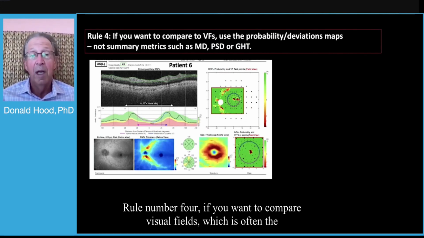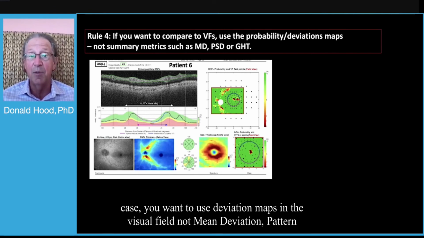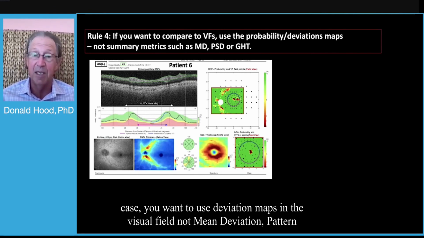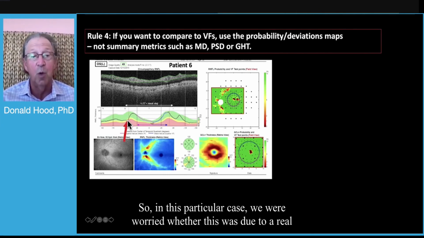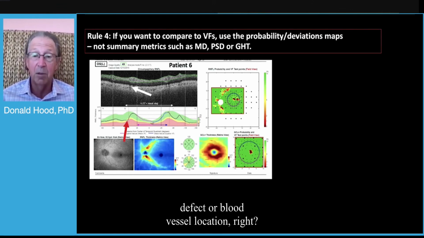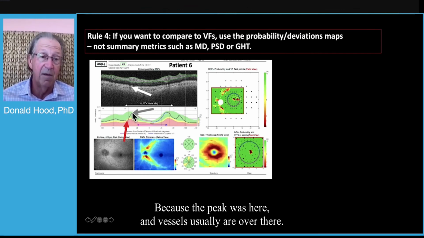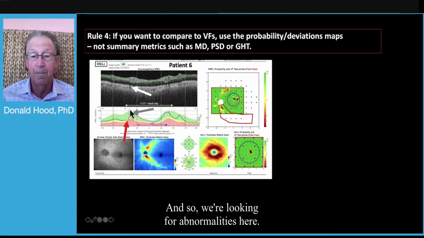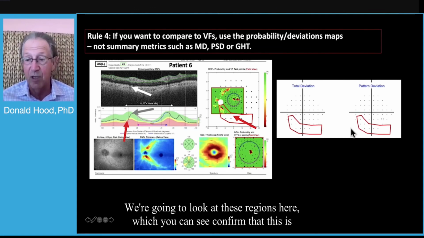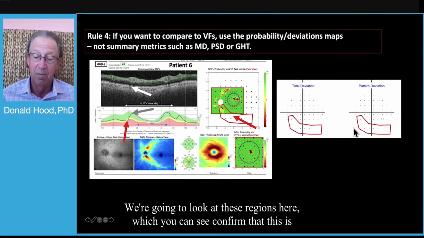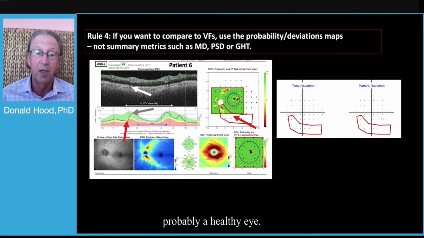Rule number 4, if you want to compare visual fields, which is often the case, you want to use deviation maps in the visual field, not mean deviation, pattern standard deviation, or glaucoma hemifield test. So in this particular case, we were worried whether this was due to a real defect or blood vessel location, right? Because the peak was here and the vessels usually are over there. And so we're looking for abnormalities here. So we're not just going to look at the whole visual field. We're going to look at these regions here, which you can see confirm that this is probably a healthy eye.